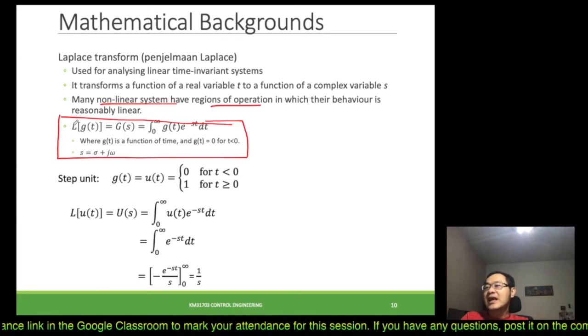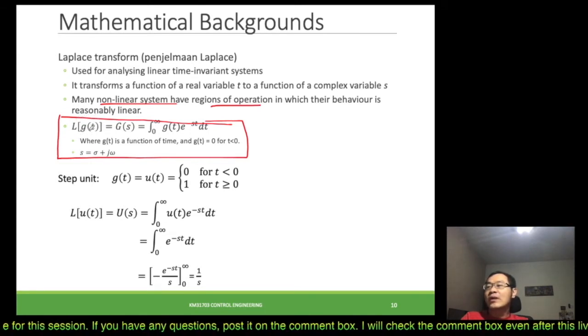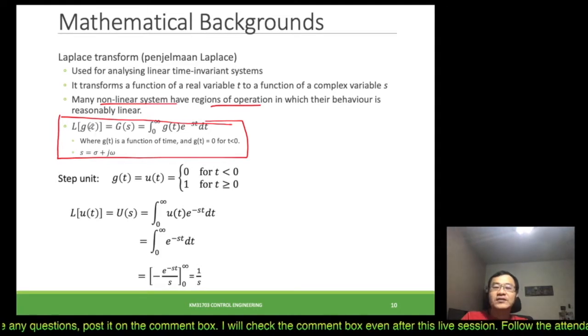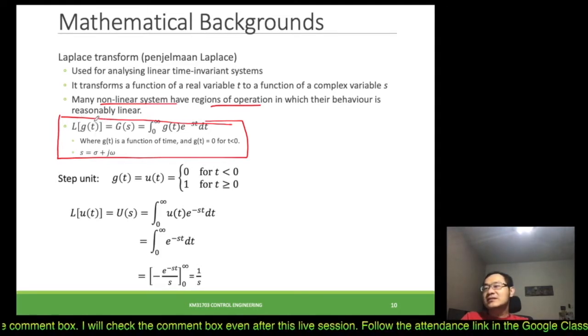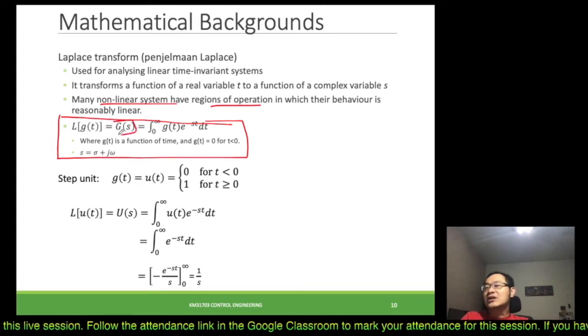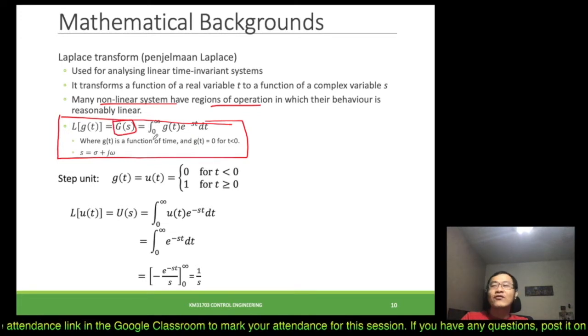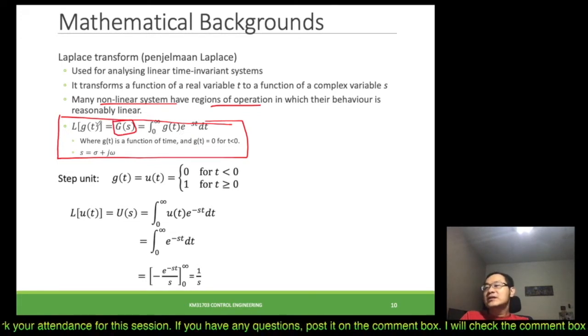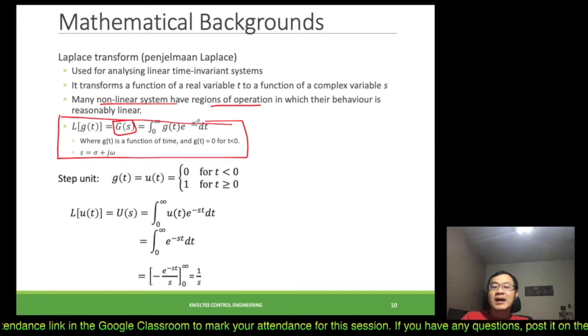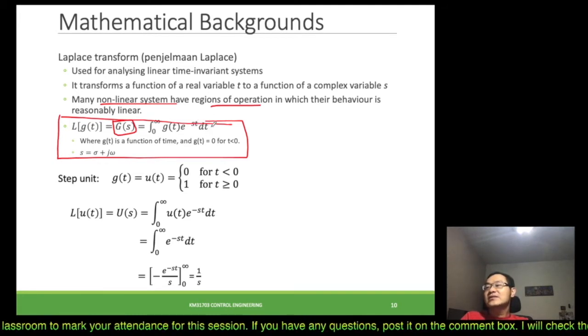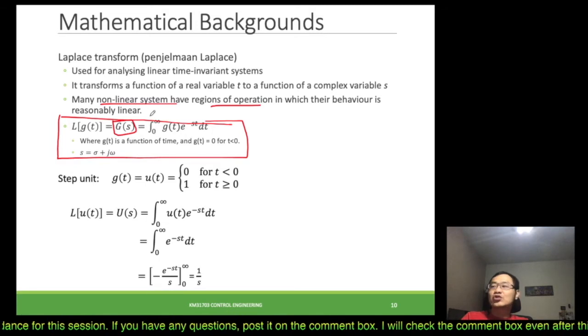We write L, the Laplace transform operator, on our function or variable, which is a function of time t. Once we transform it, it is converted into a function of s, a complex variable. This transformation occurs by taking an integral of the function itself multiplied by the exponential of minus st, with respect to time, from 0 to infinity.